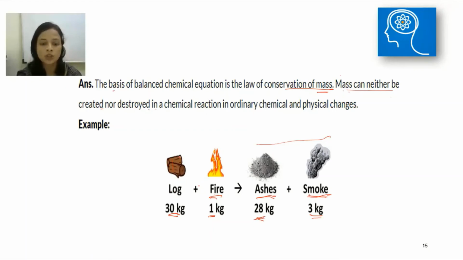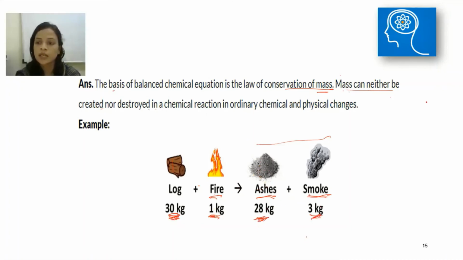This is the log. Log means what? This is the wooden block. When this wooden block comes in contact with fire, when it gets burned, what happens? Here the wooden block is 30 kg and the fire is 1 kg. Then the products obtained are ashes and smoke. The ash obtained from the 30 kg wooden block is 28 kg and the smoke is 3 kg.